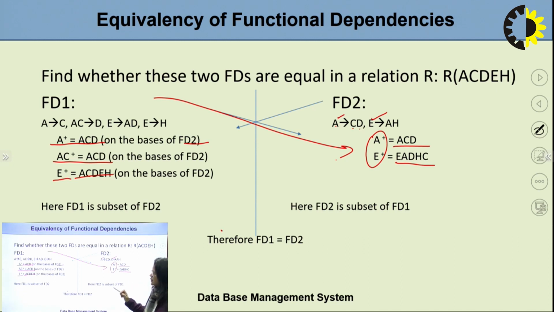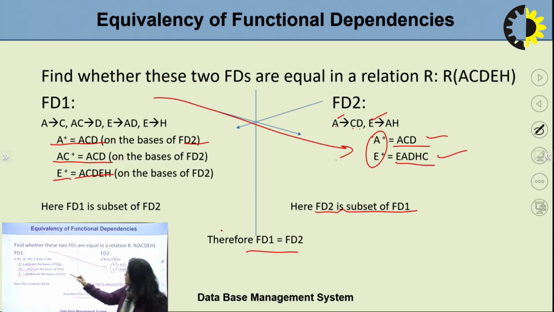And we can see here FD1 is a subset of FD2, and here we find that FD2 is a subset of FD1. So what are these functional dependencies? The same, so equivalent, right? Here we are finding these sets, and here we are finding these sets. So both are subsets of each other, so we can say that these functional dependencies are equal.